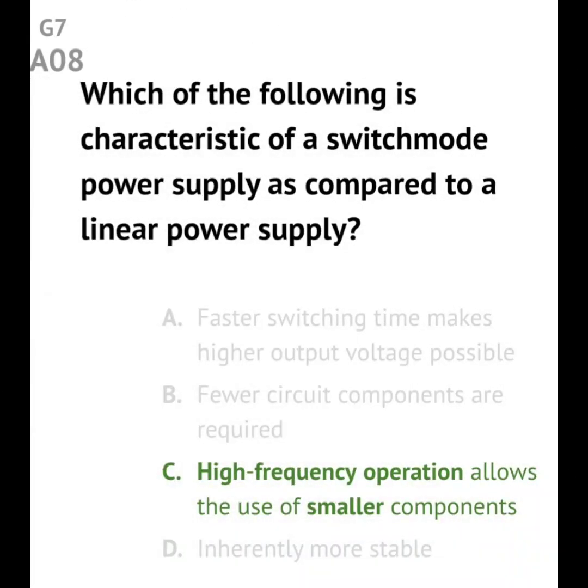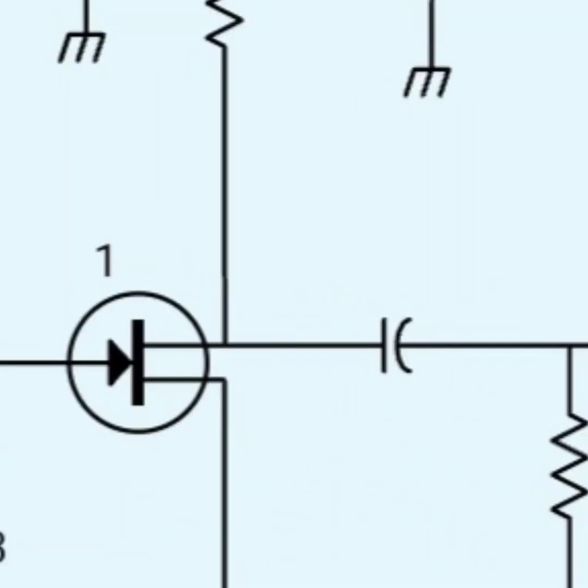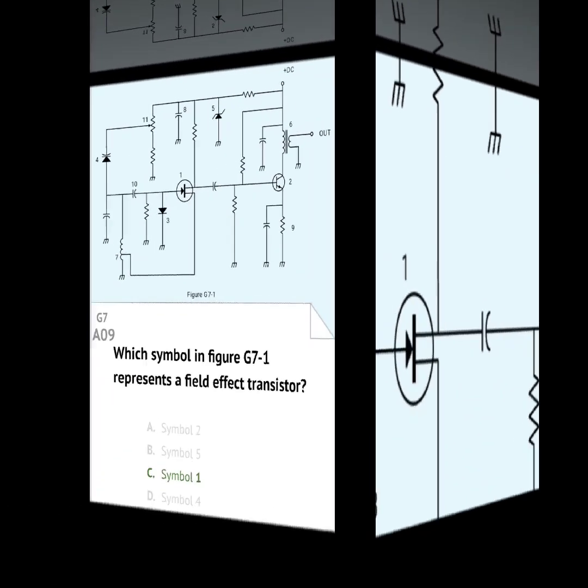Question G7A08. Which of the following is characteristic of a switch mode power supply as compared to a linear power supply? Answer. High-frequency operation allows the use of smaller components. Question G7A09. Which symbol in figure G7-1 represents a field effect transistor? Answer. Symbol 1.